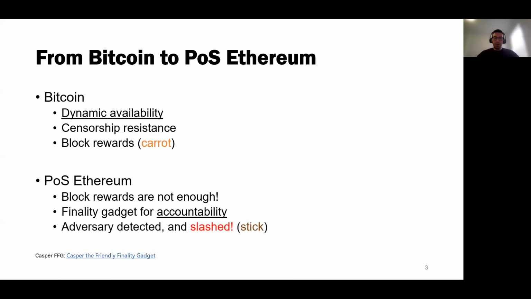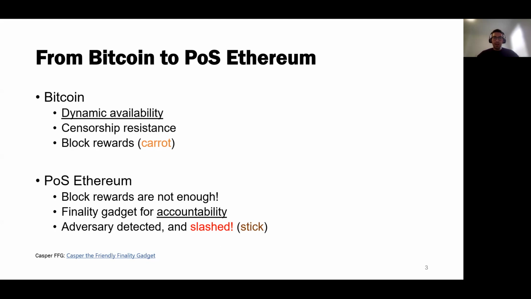This enables the protocol, upon detecting the adversary, to impose financial punishments, such as slashing of its stake. Thus, proof of stake Ethereum provides stronger incentive alignment through not only the use of rewards, but also punishments for protocol violation.